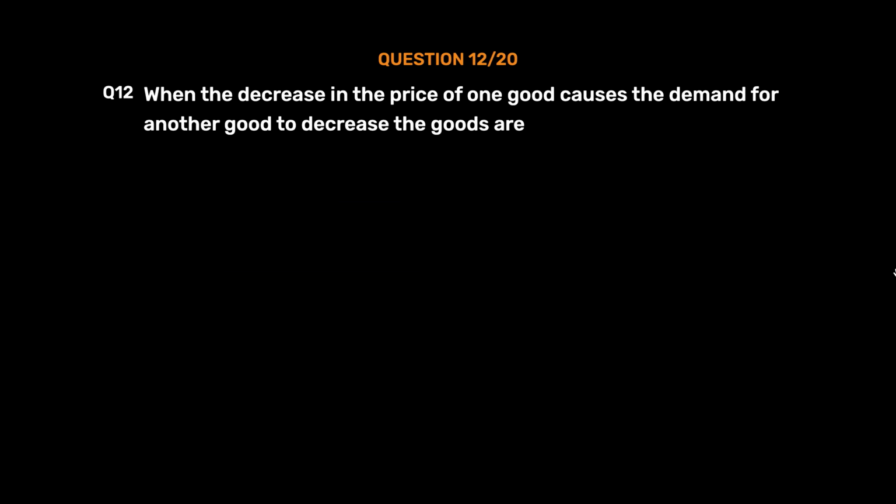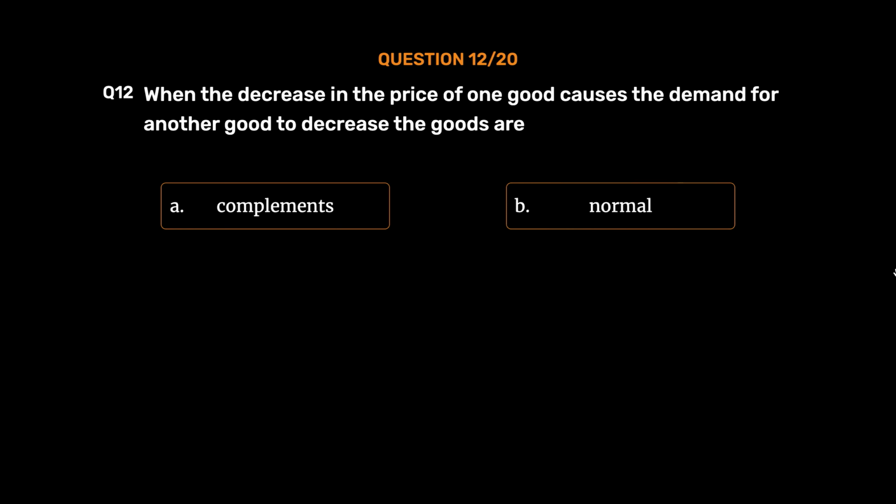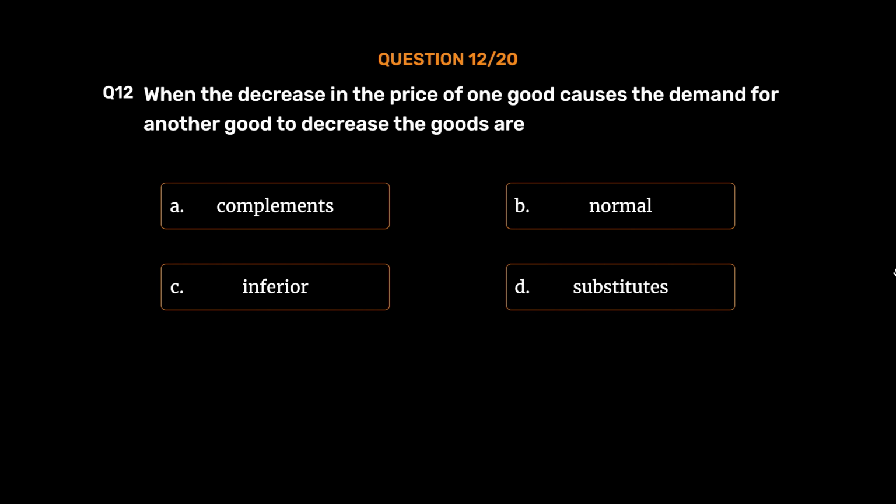Question number 12. When the decrease in the price of one good causes the demand for another good to decrease, the goods are Option A, complements. Option B, normal. Option C, inferior. Option D, substitutes. The correct answer is Option D, substitutes.